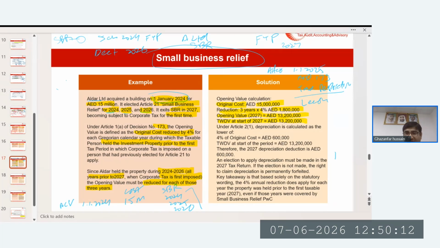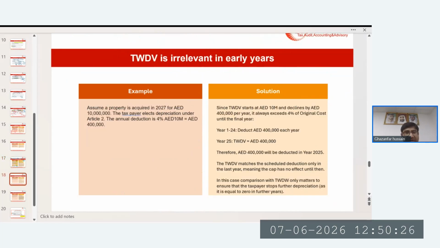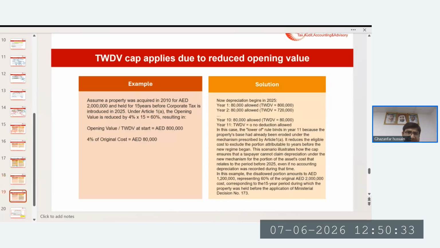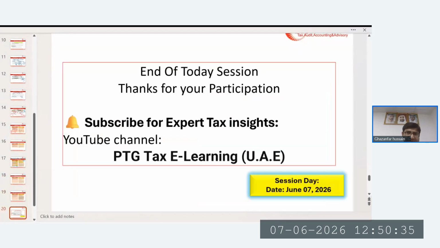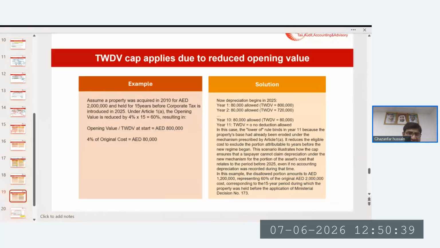Okay, now the depreciation, the 4%, we understand that. Anyhow, we will calculate. I think the concept of today's topic we understand very precisely over here.